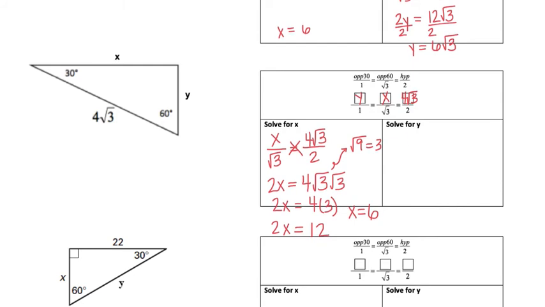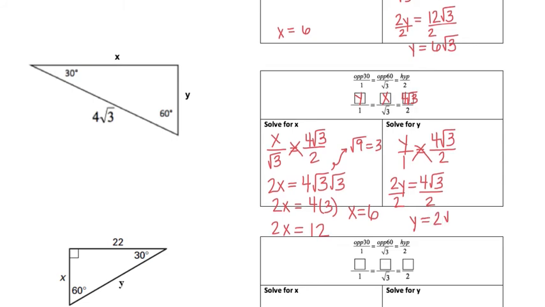Now we'll solve for y. We'll take the fraction that has y in it, y over 1, and the fraction with just numbers, 4 square root 3 over 2. Then we'll cross multiply. 2 times y is 2y. 1 times 4 square root 3 is 4 square root 3. Then we'll divide by 2 on both sides. 4 and 2 are both normal people numbers, so we'll divide those. 4 divided by 2 is 2, and square root 3 just comes along for the ride.